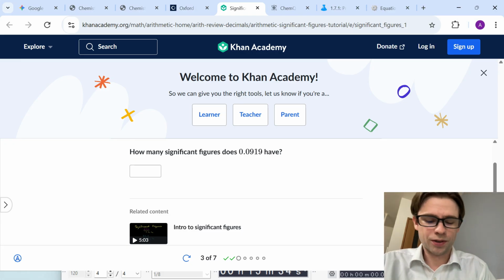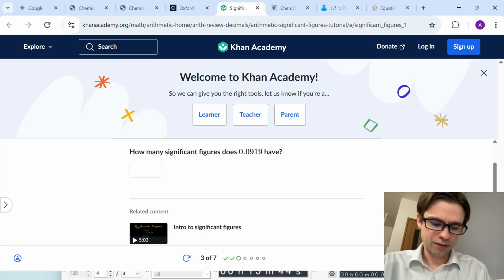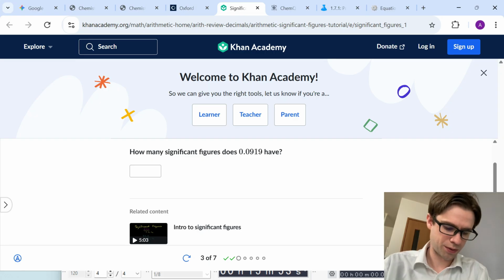It would be pretty embarrassing if I got any of these wrong, but once you understand these rules, you really do understand them, and you don't make mistakes other than forgetting to even think about it. Okay, so how many significant figures does 0.0919 have? So leading zeros, never significant. Then we have 3 other digits. This will have 3 as well. 3 significant figures.